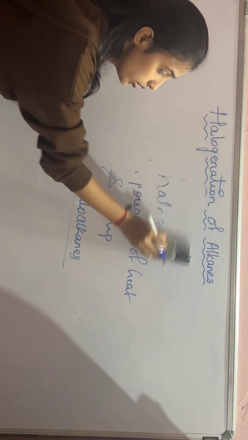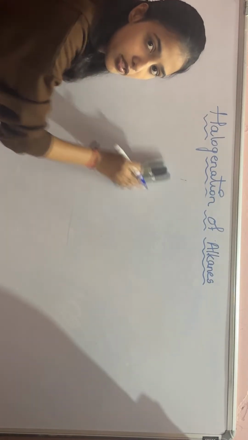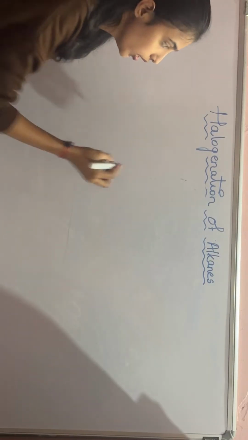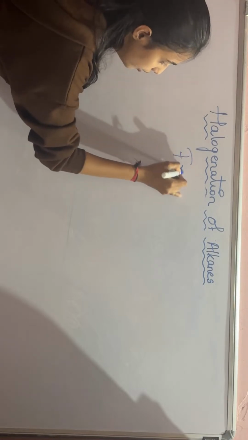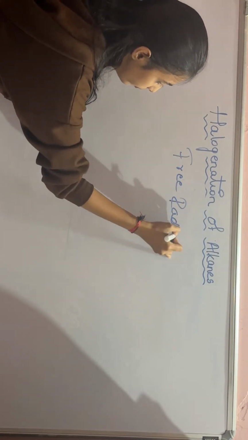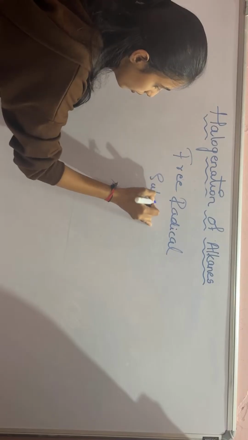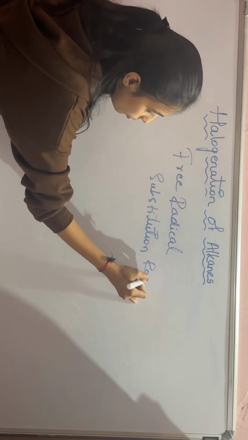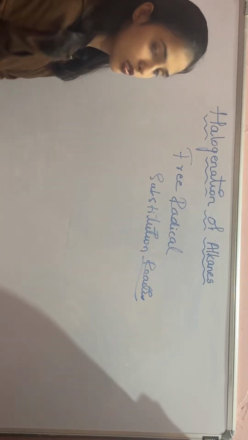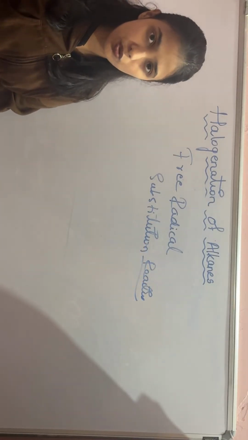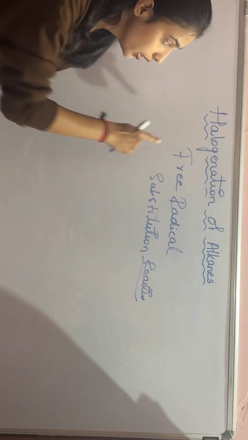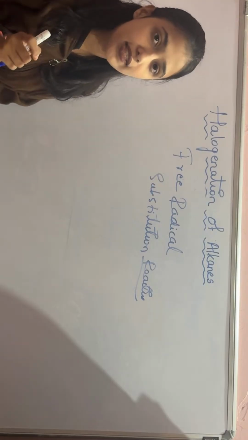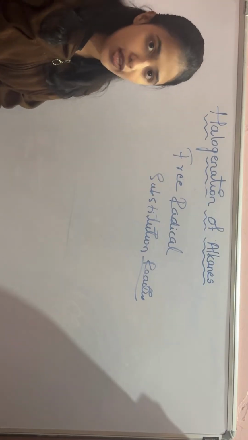And this entire halogenation of alkanes is also called as the free radical substitution reaction, because your halogenation of alkanes will follow the free radical mechanism to form the haloalkanes.